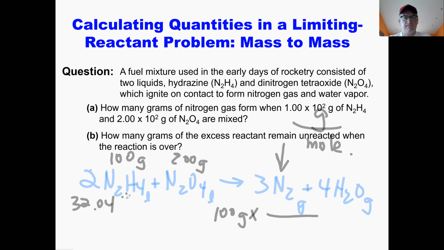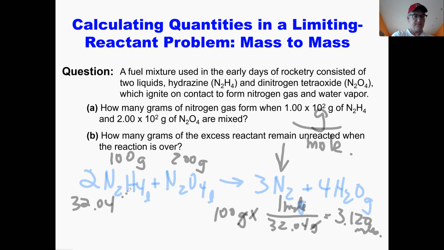32.04 grams under and 1 mole above. Right. So that way my grams cancel out and I have my 1 mole up here. And that gives me the number of moles. Exactly. So how many moles is that? That is 3.1205. 3.120 moles. Okay. So now we know how many moles of hydrazine we have.